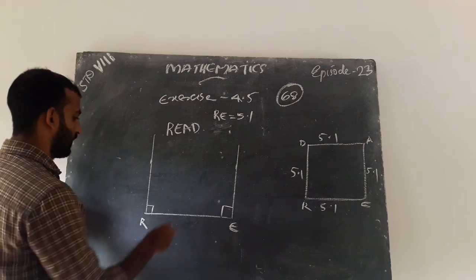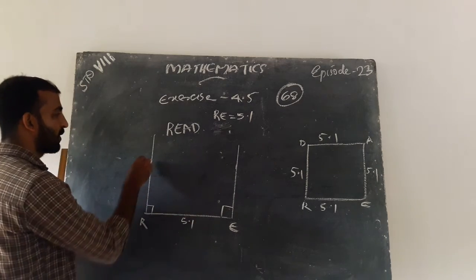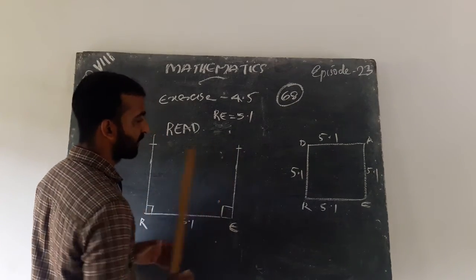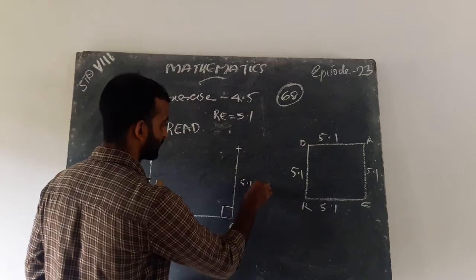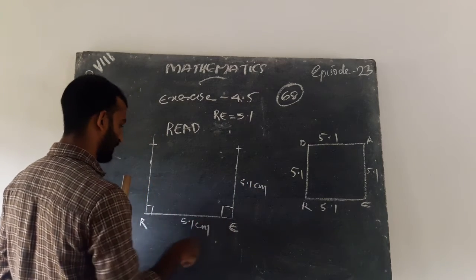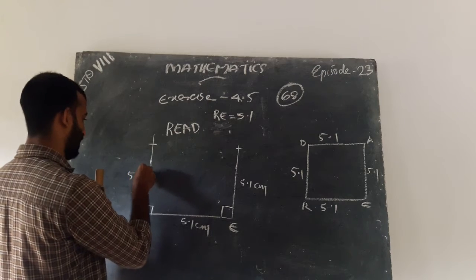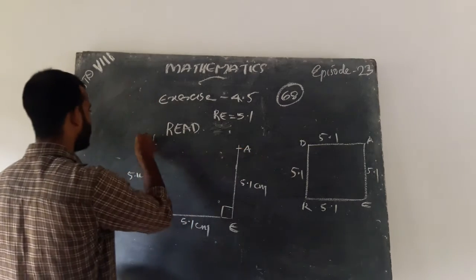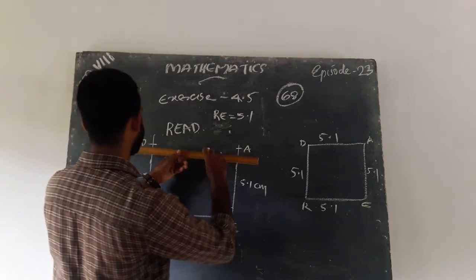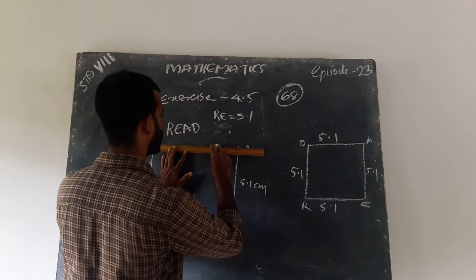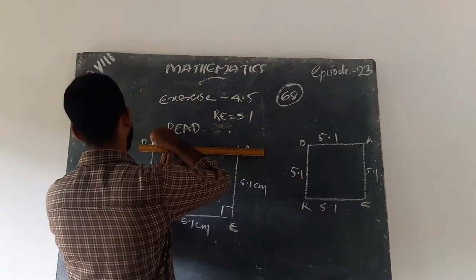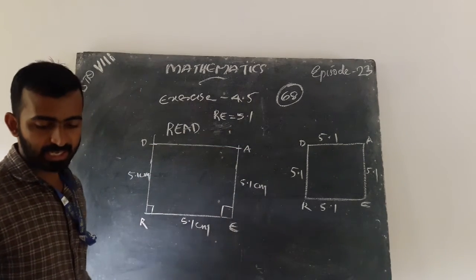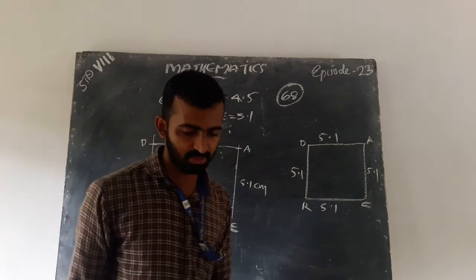And we measure 5.1 in this, and here also we measure with the help of a scale 5.1 centimeter. And we name the points, we join the points. READ. This is our required square.